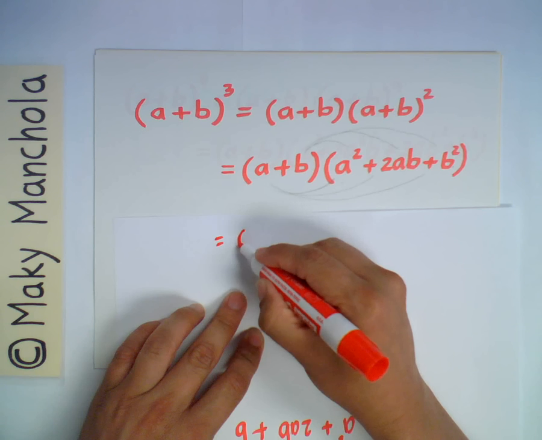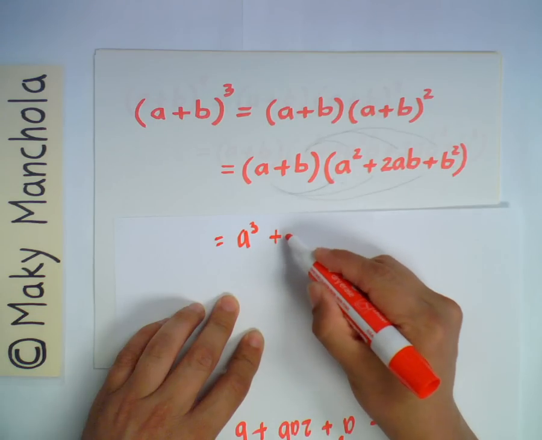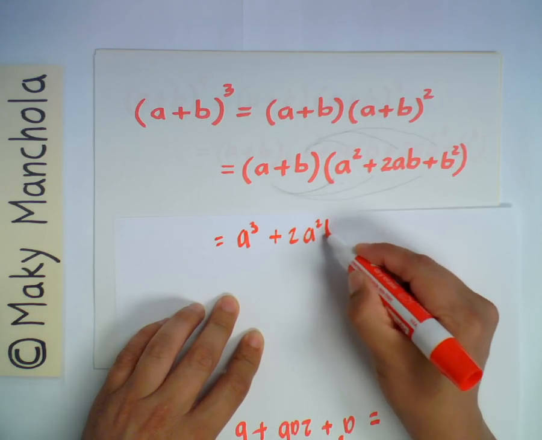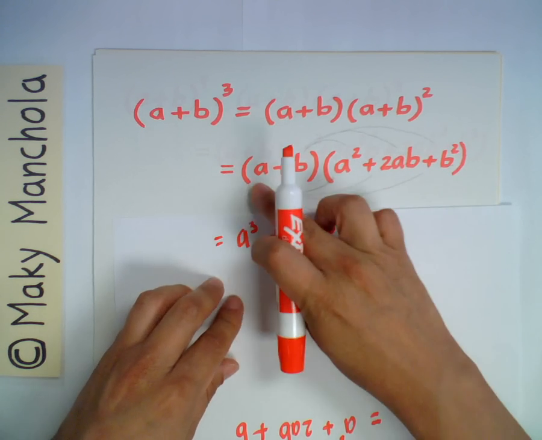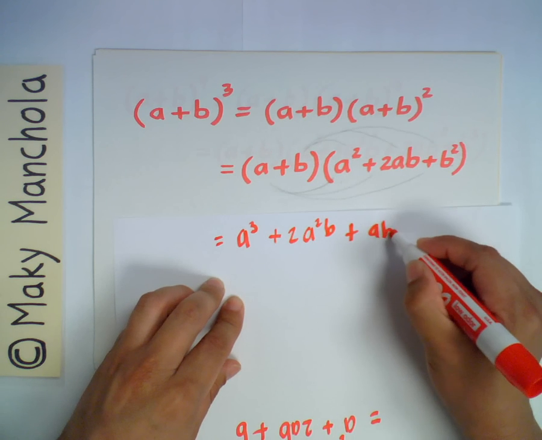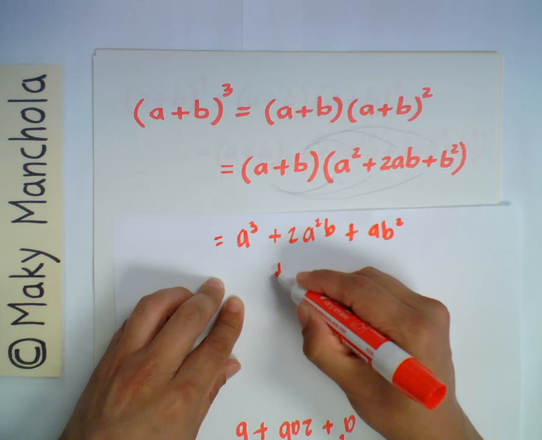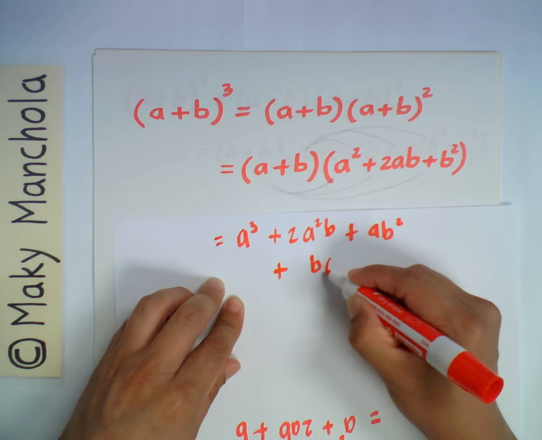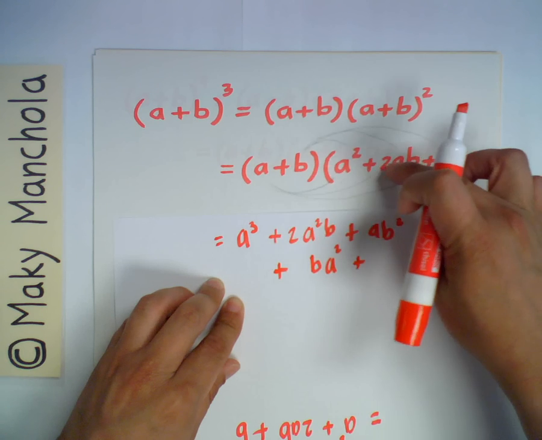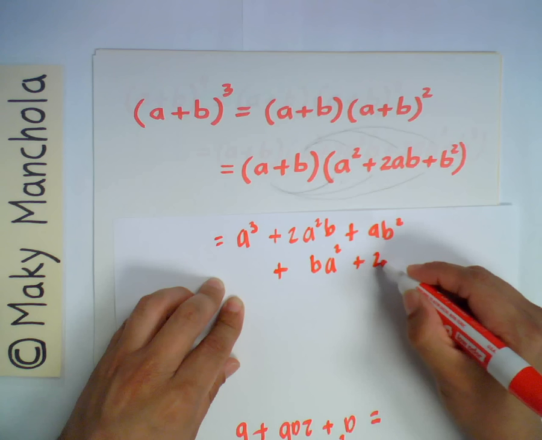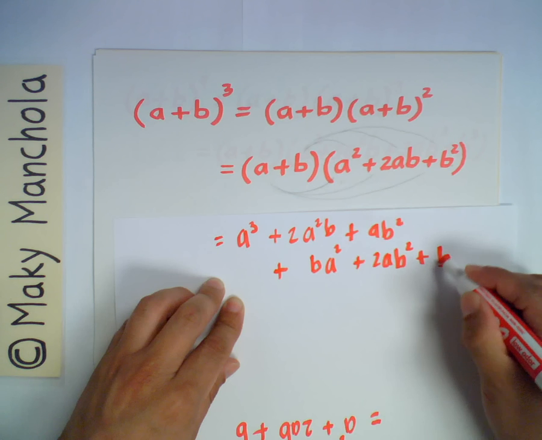A times a squared gives you a to the third. A times 2ab gives you 2a squared b because of the a times a, plus a times b squared, and then you go ahead with the b: plus b a squared, plus b times 2ab, which is 2ab squared, plus b times b squared, which is b to the third.